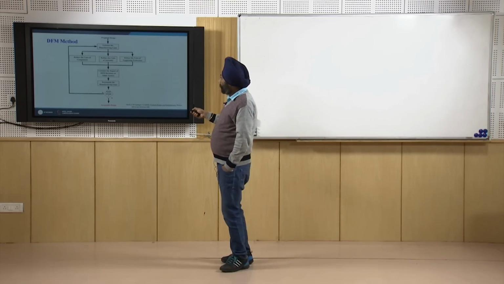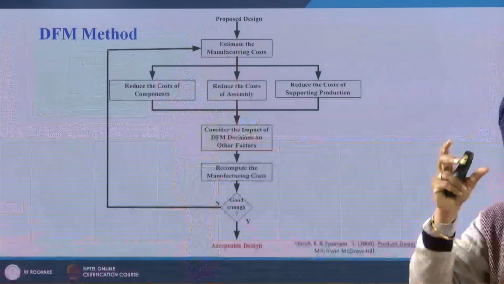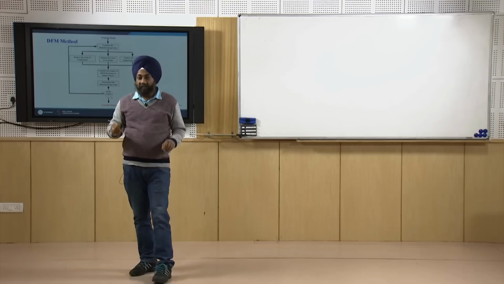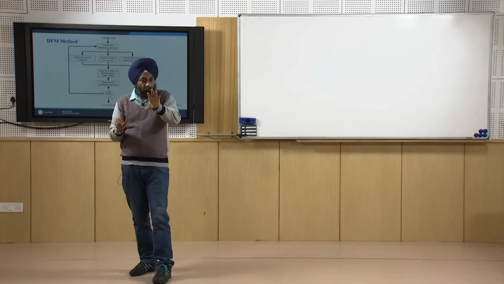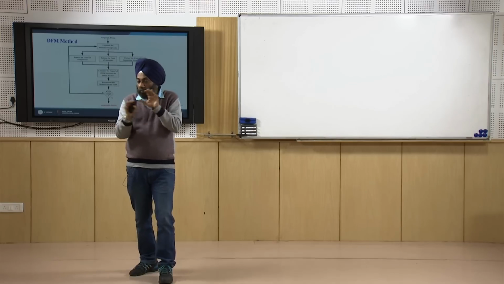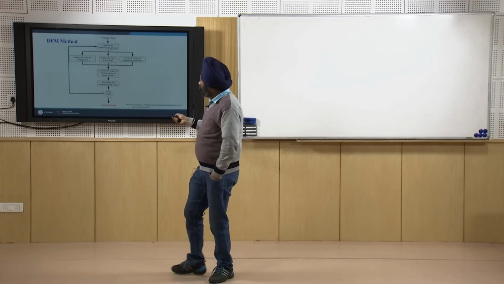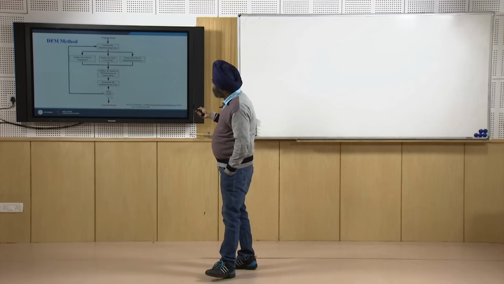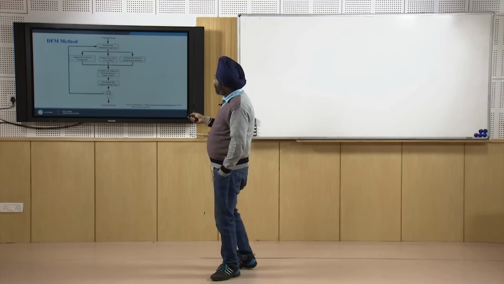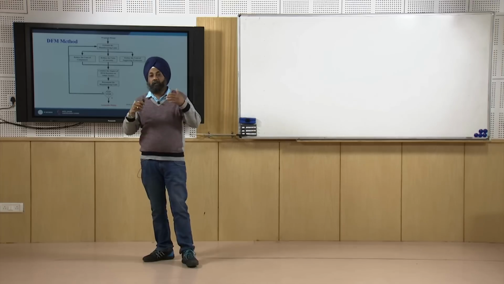Then we will reduce the costs of the component. We will use our creativity, our innovative bent of mind, and see that if this component is necessary, how we can redesign it, but keeping the quality, performance, reliability, durability, ease of service, everything in our mind. We are not going to compromise on anything, but we will try to reduce the costs of the component. We will try to reduce the costs of assembly. We will try to reduce the costs of the supporting production. So we will try to reduce the costs wherever possible for the proposed design by coming up with a new design.